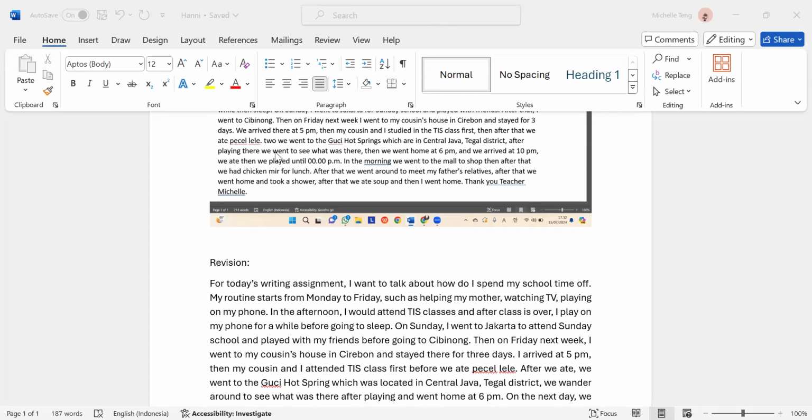So after saying two, we went to some, as if you're listing first and then the second one. So I'm just saying that after we ate, because you mentioned that you ate pichilele, right? So just saying that after we ate, we had a comma right there. And we went to the Gucci Hot Spring, which was located.